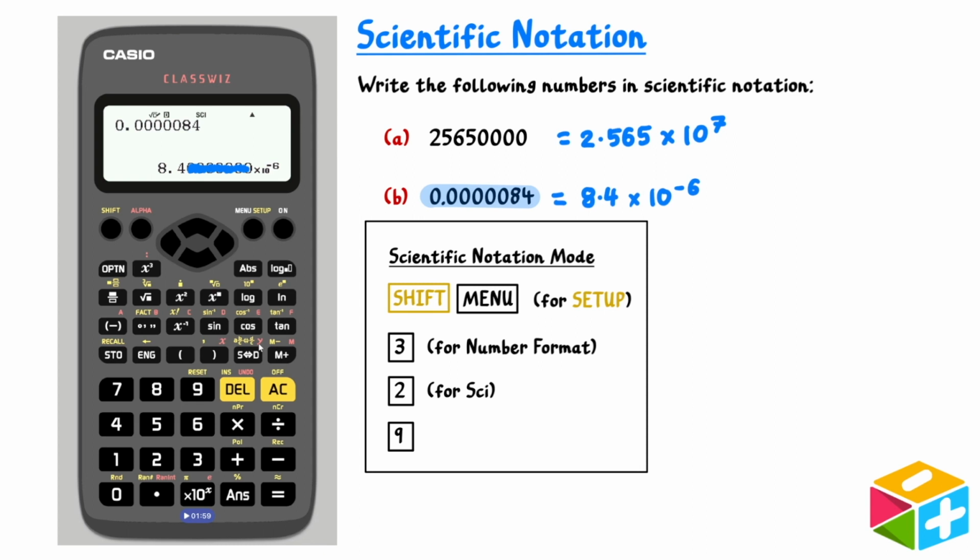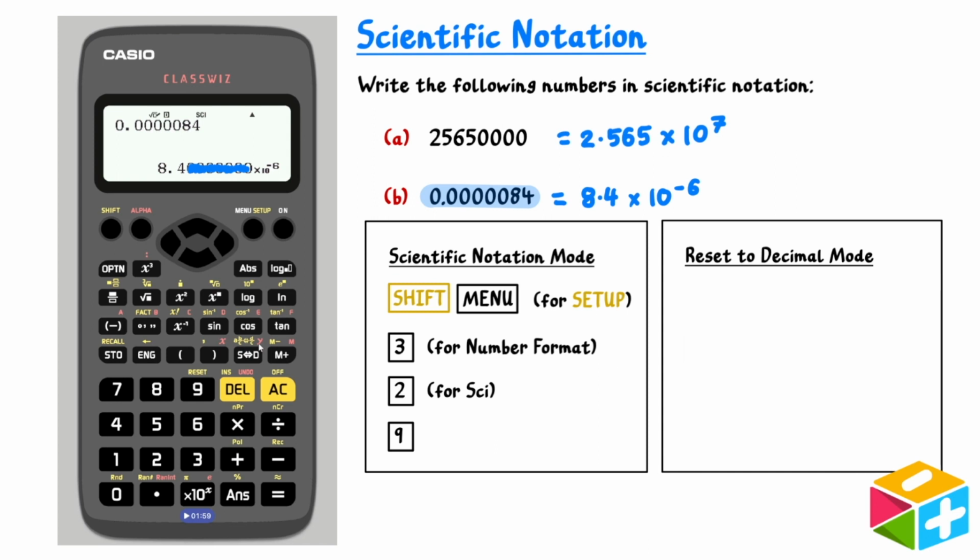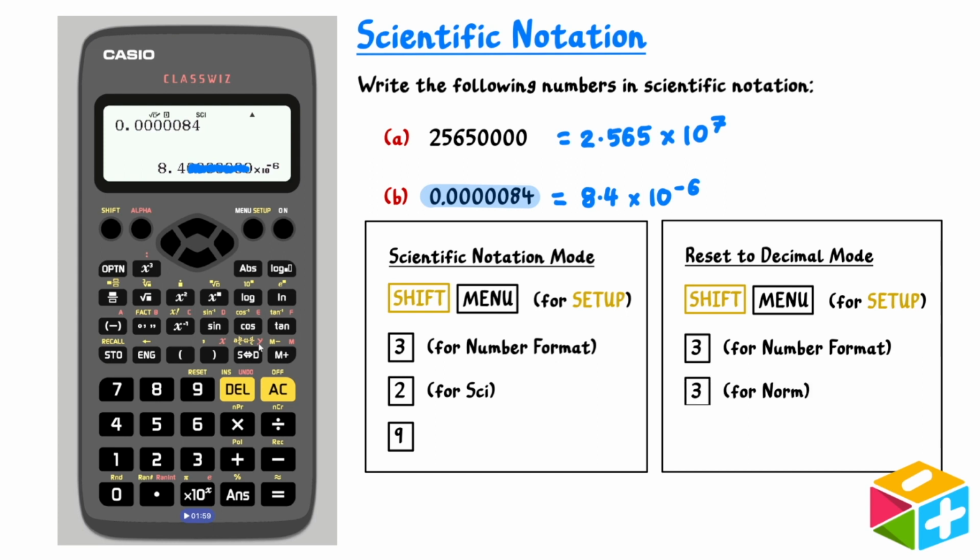Your calculator will remember its mode even if you turn it off and on again. So once you're done doing your scientific notation conversions, it's important to reset it back to decimal mode. To do this, you should access the setup options by pressing Shift and then Menu. Then select 3 for number format, 3 again for the norm option, and then 2 for option 2.